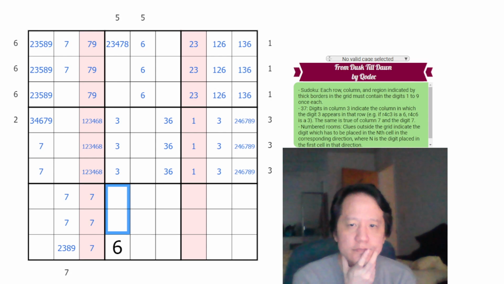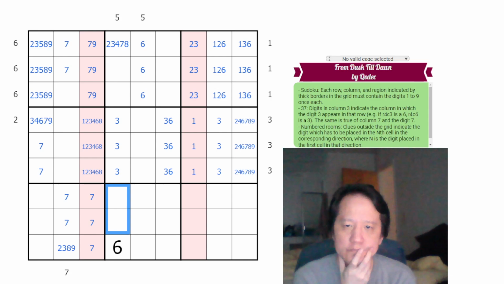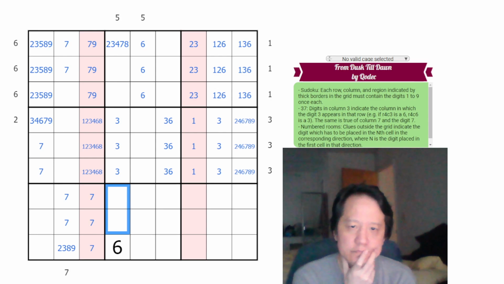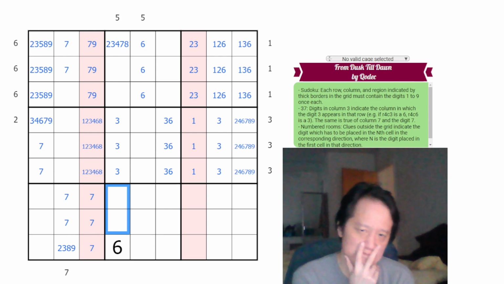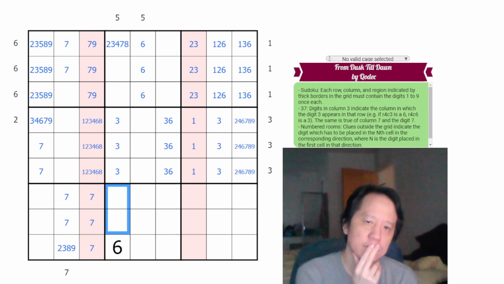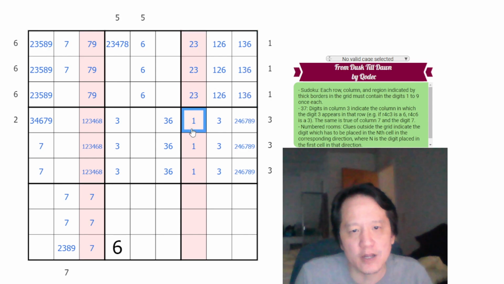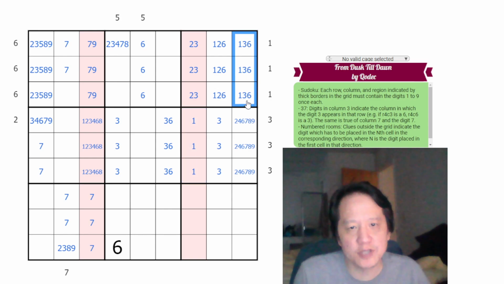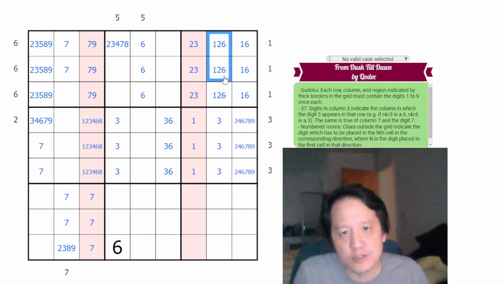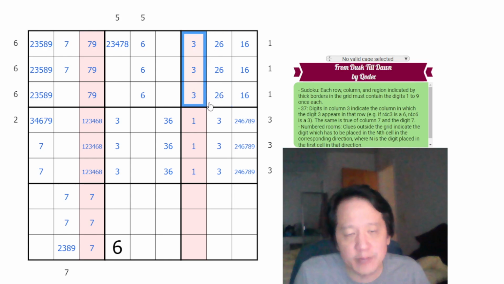Huh. Wait. This cannot be... Okay, so this is 2. This cannot be 3. If this was 3, it would have to be here, and we know the 1 is already there. So this cannot be 3. This has to be 1. So this cannot be 1, so this is 2. This cannot be 2, this is 3.